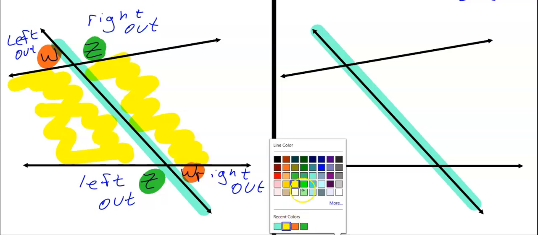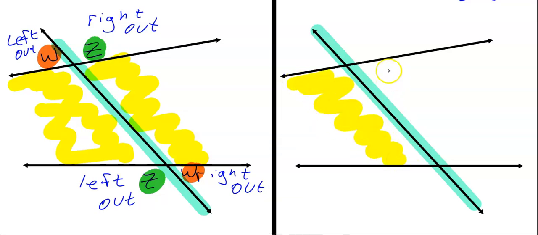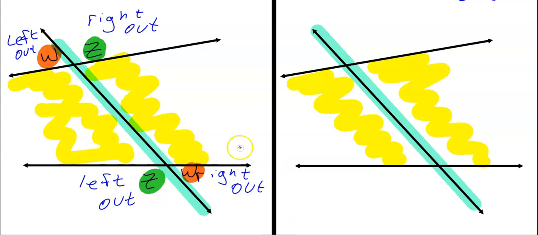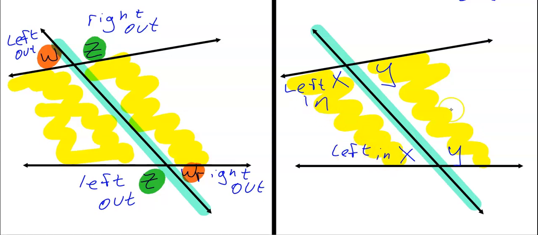And then let's shade on the inside, because I always like to shade on the inside. My consecutive interior angles are going to be on the same side of the transversal and both on the inside. So if I do X and X, Y and Y, because notice here we're on the same side. They're both on the left, left, left. They're both on the inside, inside, inside.